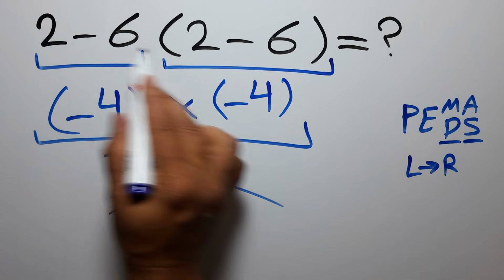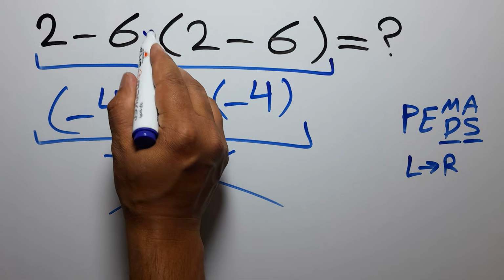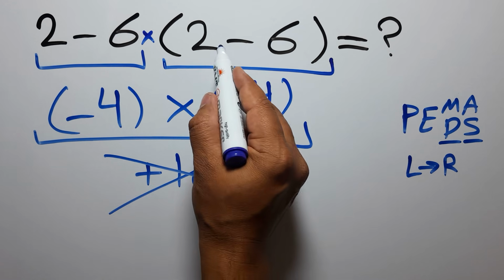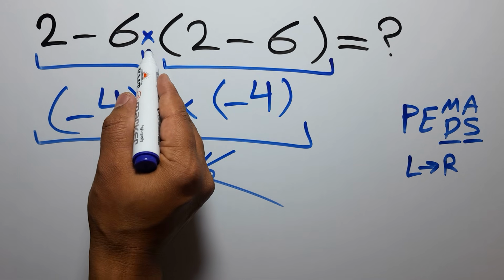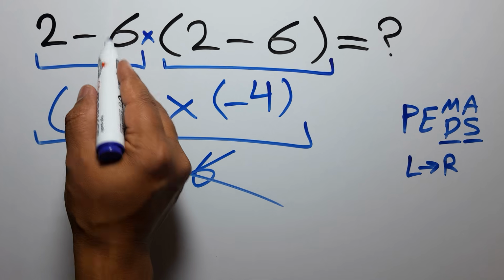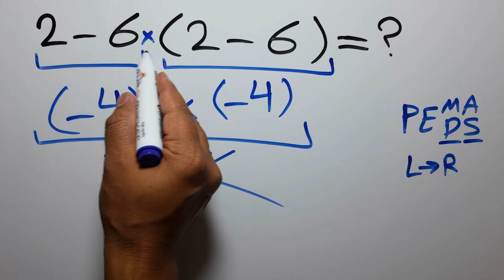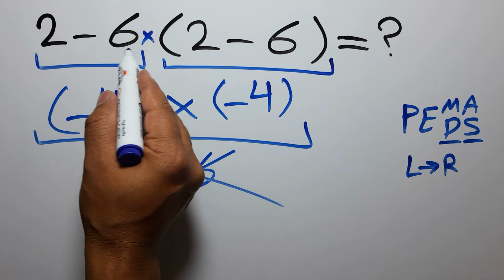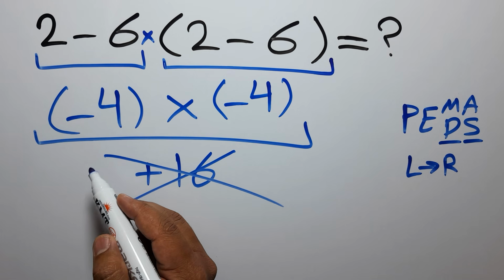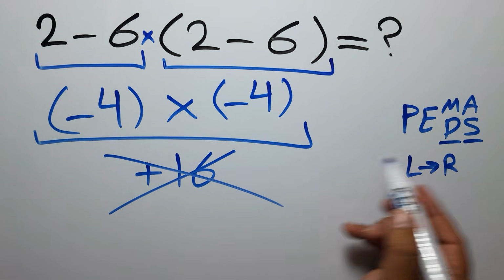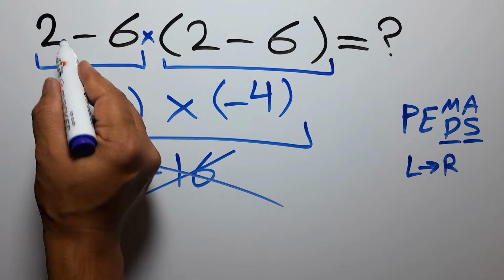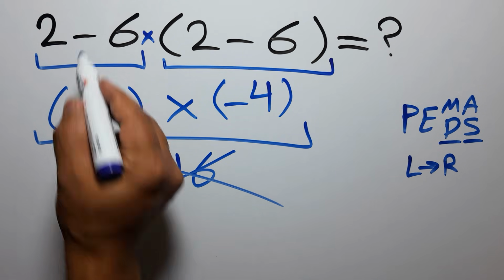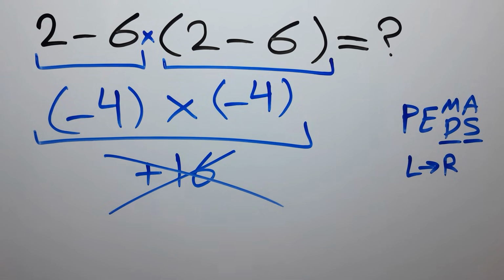In this expression we have one subtraction, one multiplication, and one parentheses. Inside this parentheses we have one subtraction. Here we have a multiplication, because in mathematics when a number is placed next to parentheses it means multiplication, and we usually don't write the multiplication sign for brevity. Okay, so according to PEMDAS, first we have to do this parentheses, then this multiplication, and finally this subtraction. If we do this subtraction before this multiplication, it is wrong.